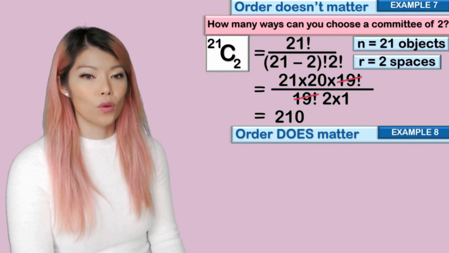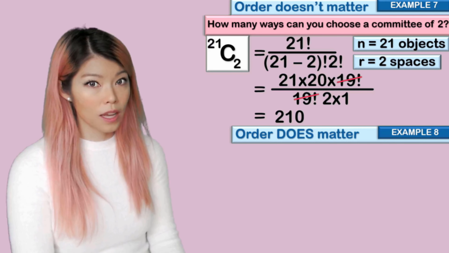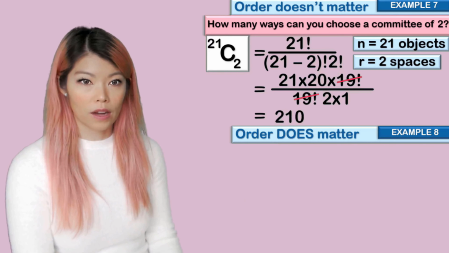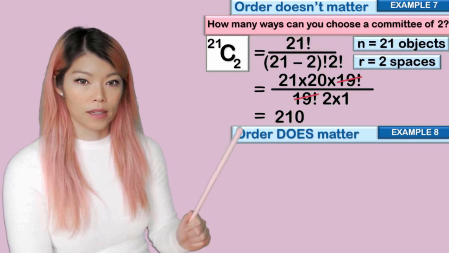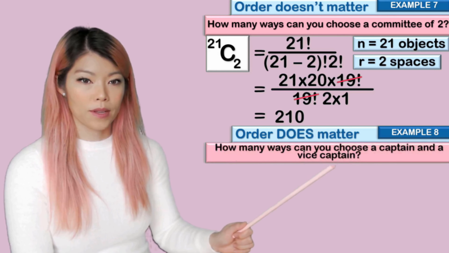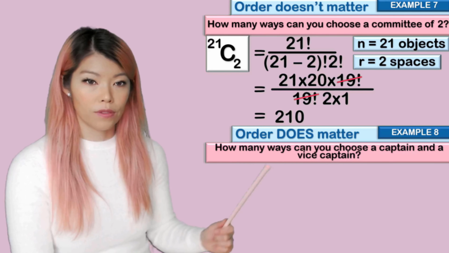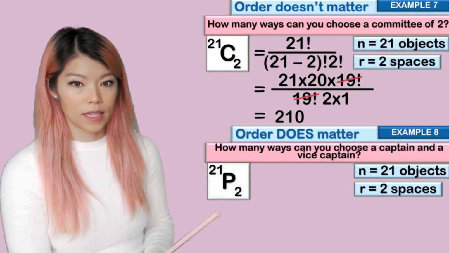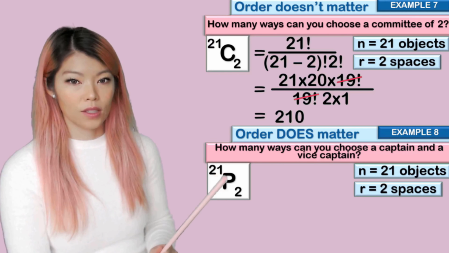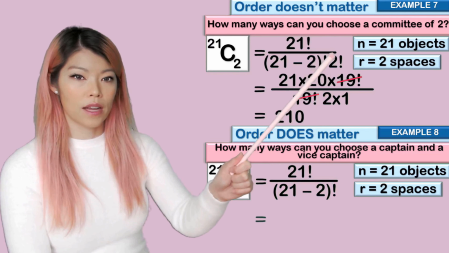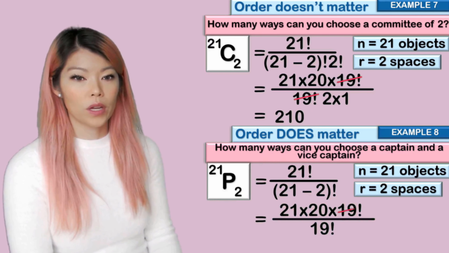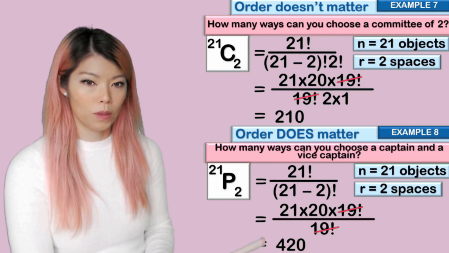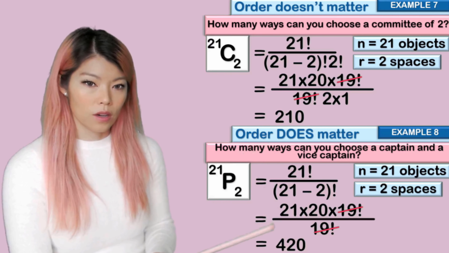What happens if the order does matter? What would the question look like and what would the solution look like? So if I picked a group of 2 people out of a big group, the order doesn't matter. But if I had to choose a captain and a vice captain or different roles, then the order does matter. In this case, we would use nPr. So 21P2. So we're not dividing by the 2 factorial this time, and we would have a lot more different combinations of 2 people, without order, with order.